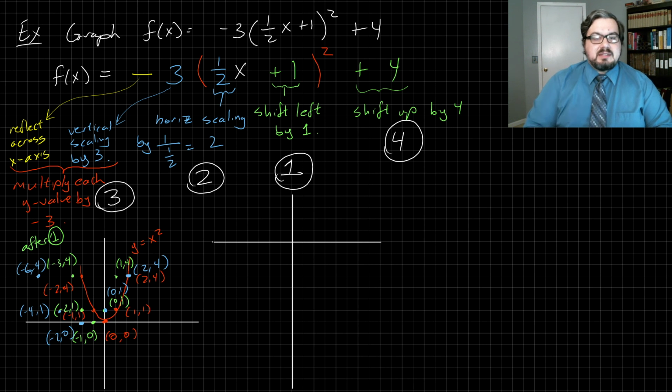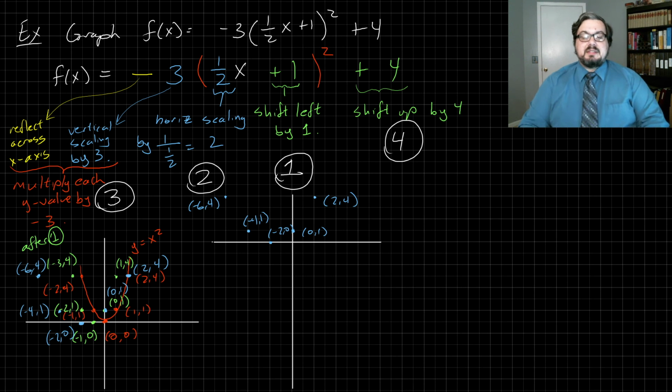All right, so let's see, where are our points? We've got the point negative 6, 4. We have the point negative 4, 1. We have the point negative 2, 0. The point 0, 1. And the point 2, 4. So these are the points that we get after we do the second transformation.